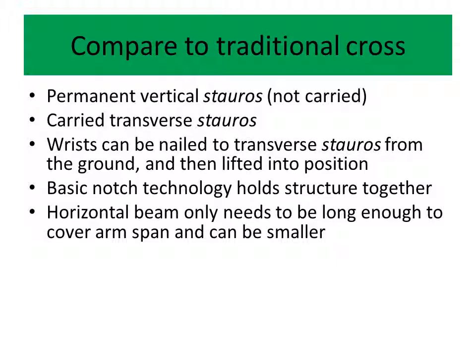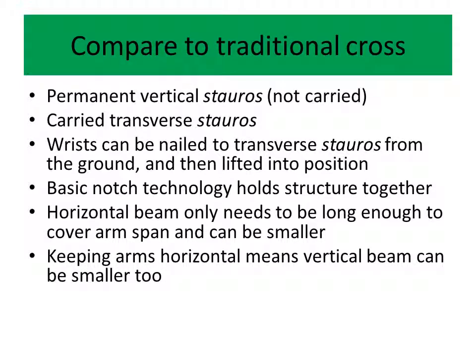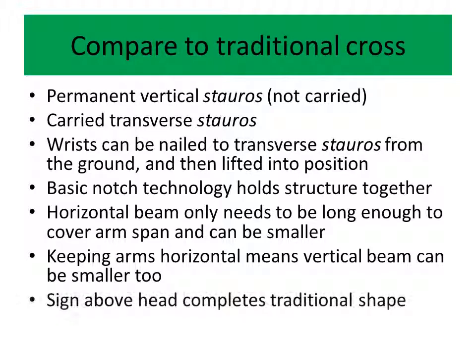the height of the person, give or take. So 6 feet, maybe go up to 8 just to be sure. So, but it's definitely smaller than the 10 feet we were talking about. And the fact that the arms are kept horizontal means the vertical beam doesn't have to be as tall too. You don't need those extra 2 to 3 feet for holding the arms above the head. So then once you've got vertical and horizontal, that would be a T shape. You stick a sign over there, you get the traditional shape of the cross.